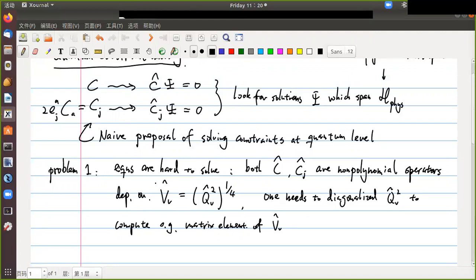One of the operators is the volume operator, but in order to compute the matrix element of this volume, you need to first diagonalize this Q, because the volume is defined to be Q to the power 1/4. So you have to first find the spectrum, the eigenvalues and eigenstates of the Q operator, and then you take the 1/4 power of the eigenvalue. So that's definitely an intermediate step of computing the matrix element of the volume. But as I said, diagonalizing Q is hard analytically.